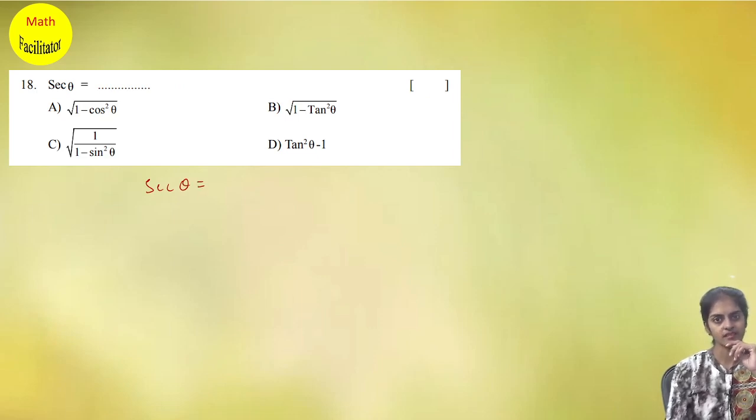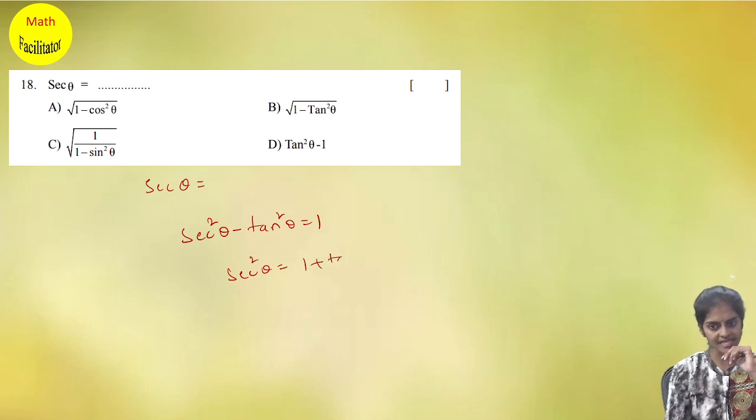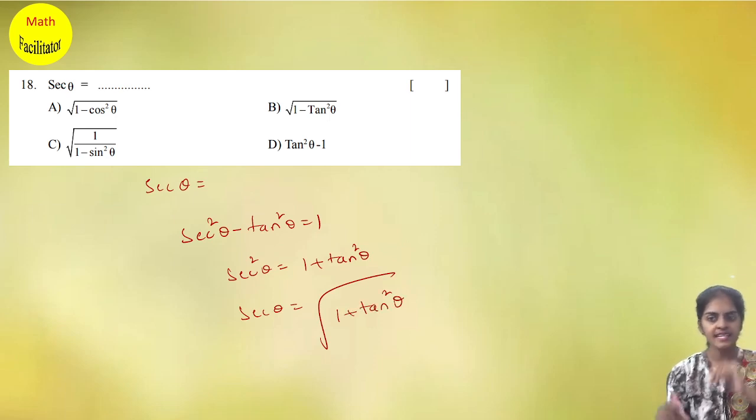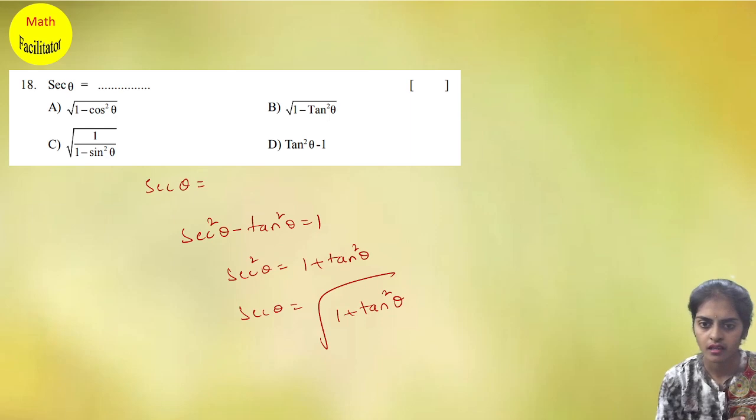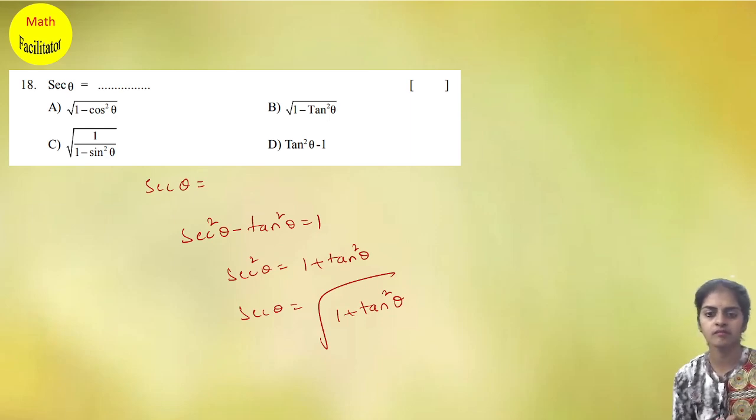Now secant theta. Secant theta is what? You very clearly know, and just now I also discussed the identity: secant square theta minus tan square theta is 1. So secant square theta will be 1 plus tan square theta. So secant theta will be root of 1 plus tan square theta. Is there any option like this? Root of 1 minus cos square theta, root of 1 minus tan square theta. It has to be 1 plus tan square theta here. Then option B is correct. 1 by root of 1 minus sin square theta, so this could also be correct.